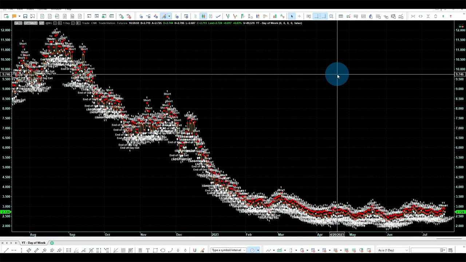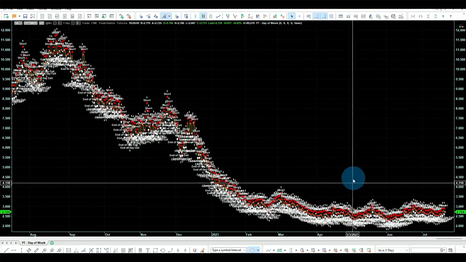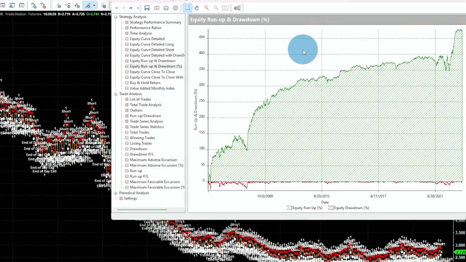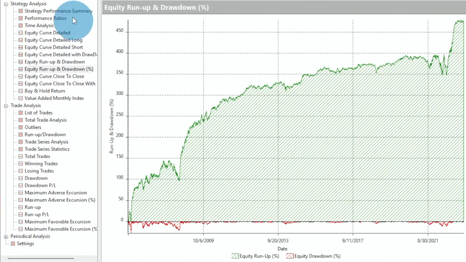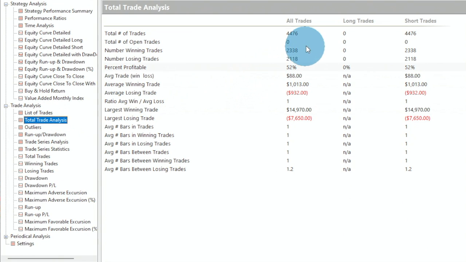So here is the daily bar of natural gas since 2005, and I am shorting every day and exiting end of day. And you can see that the strategy performs really, really well with almost $400,000 in winnings and an 8-to-1 win to drawdown ratio. And if we look at the analysis of the trades, we have about 4,400 trades, an average of $88. That's not big. And almost a 52% win rate.